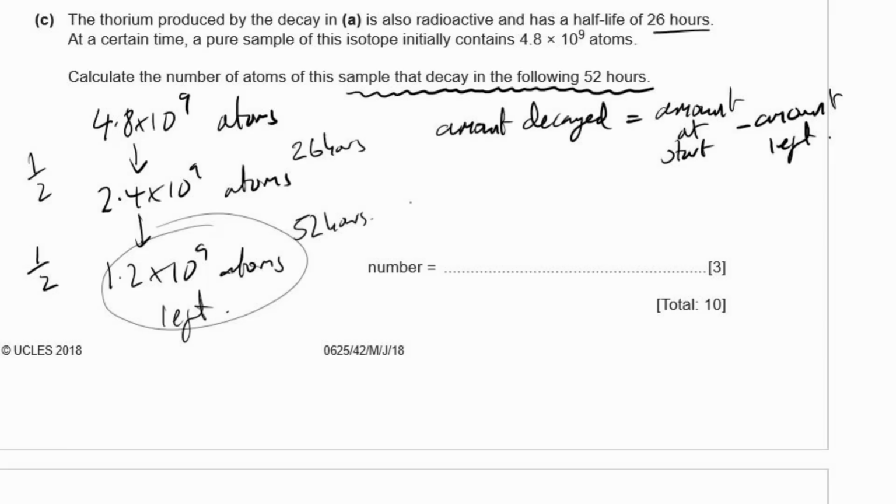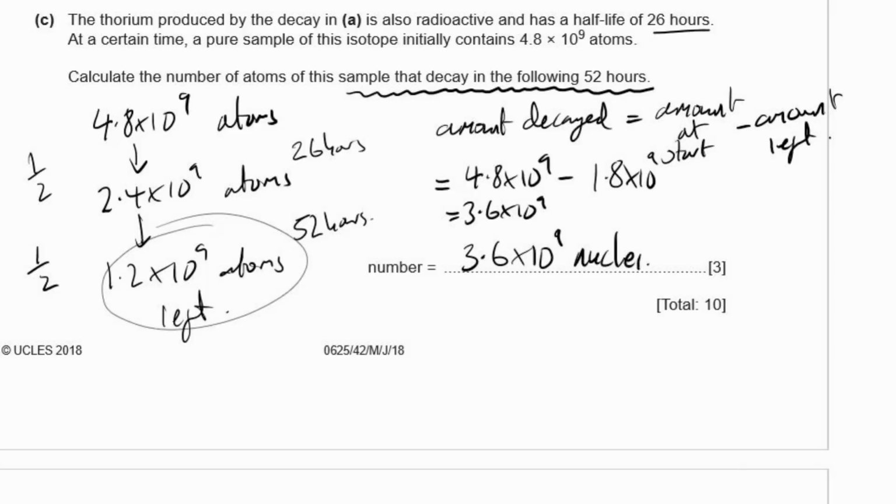So let's put in some numbers. So that will give us 4.8 times 10 to the 9 minus 1.2 times 10 to the 9. Which gives us an answer of 3.6 times 10 to the 9. So the number we're left with is 3.6 times 10 to the 9 nuclei. And that is the number that have decayed.